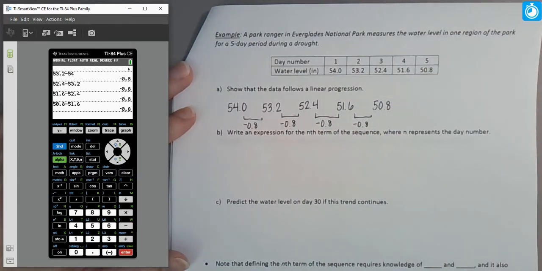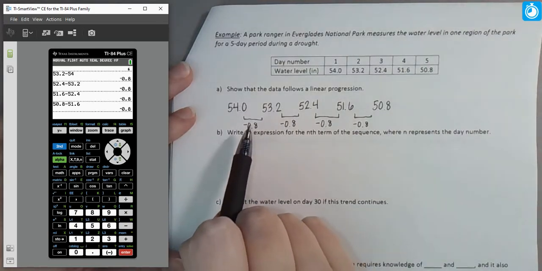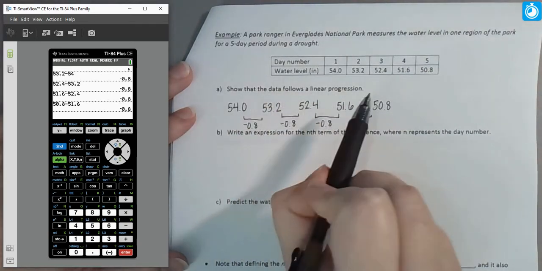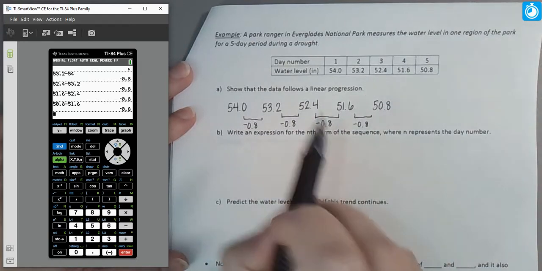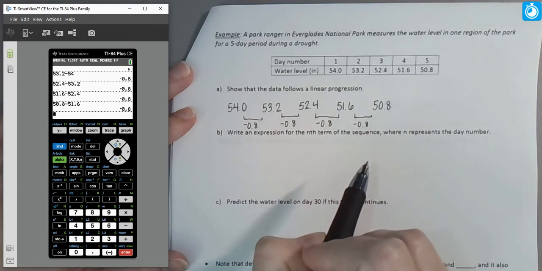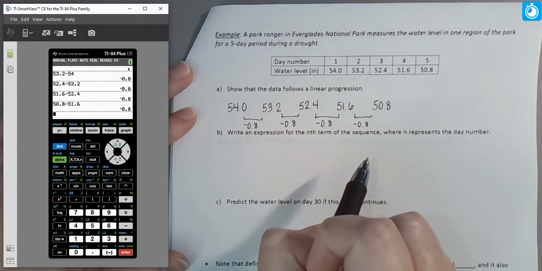So because each value is smaller by 8/10 from the value that precedes it, that's our indication that we have a linear progression. In other words, if we were to graph these individual values, they would occur in a straight line from one another. There wouldn't be any deviation from that line.